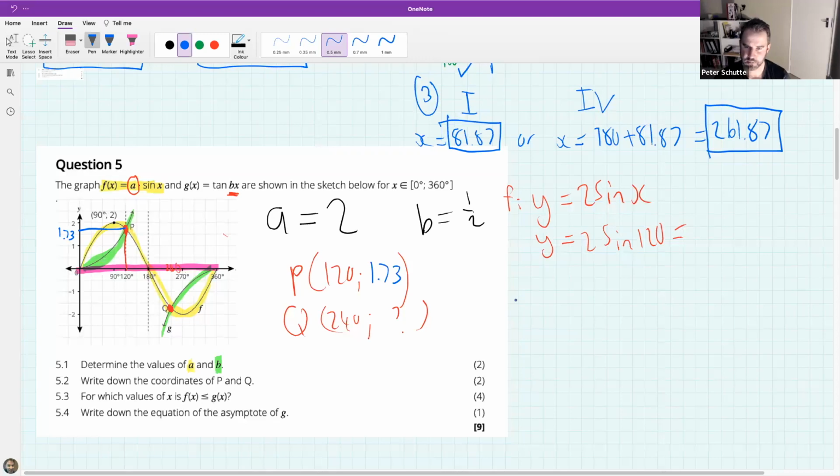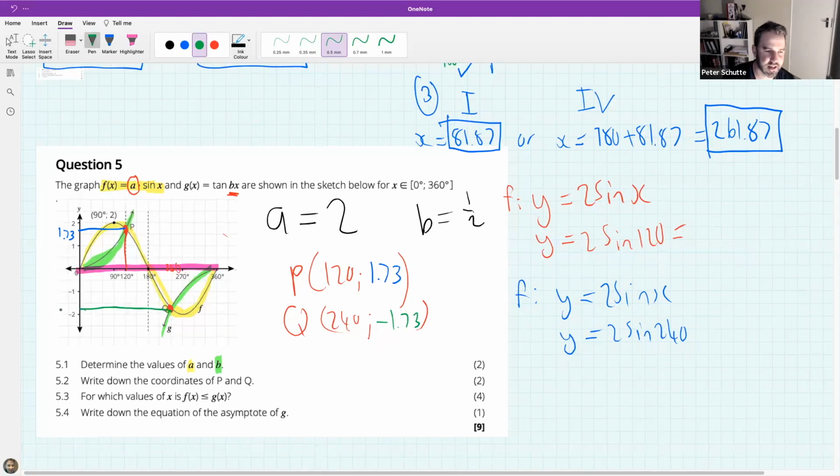Okay, let's be careful with it. I suppose we can use the same function again, because we know that there's a 2 in front. And if we put in 240 this time, so 2 times the sine of 240, the students are saying that we get minus 1.73, which looks very good to me, because if I look across here, it's approximately in line with that.